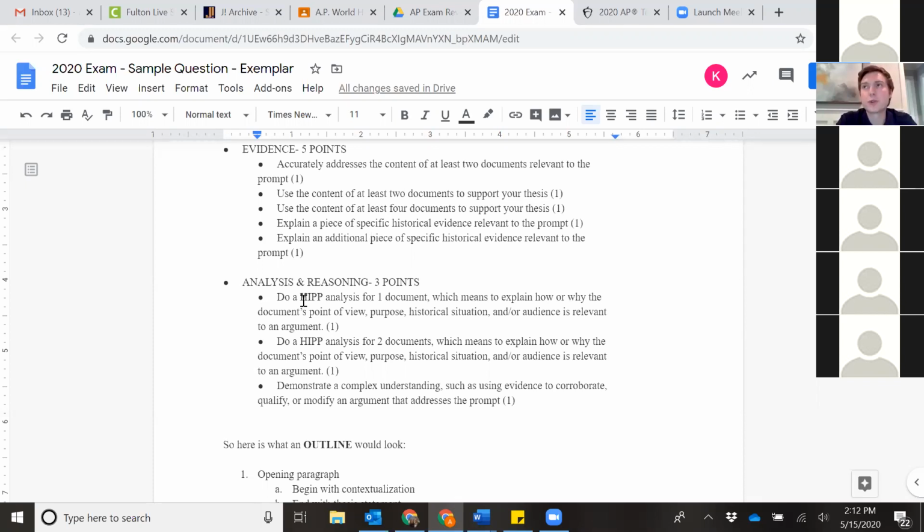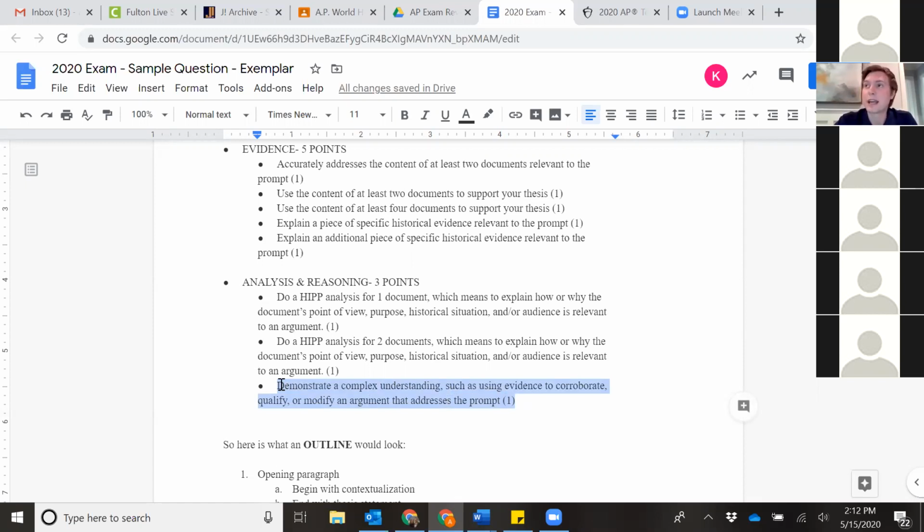And then finally, the last 3 points are doing the sourcing. I tried to introduce to you guys, you could think of sourcing as doing a HIP analysis. HIP standing for historical context, intended audience, purpose, or point of view. If you can do a HIP analysis for 1 document, you get a point. For a second document, you get a point. And then finally, they still have that nebulous, complex understanding point.